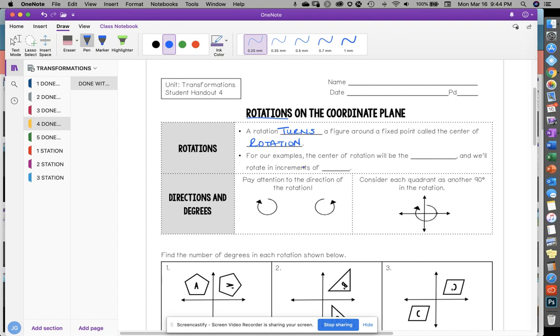For our examples, the center of rotation will be the origin and we'll rotate in increments of 90 degrees. So if you're looking at these two circles here, if this is our starting point and we go around in this direction, this is called clockwise. But if you start in here and you go the opposite direction, this is called counterclockwise.